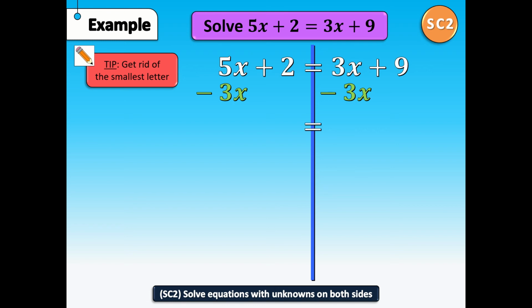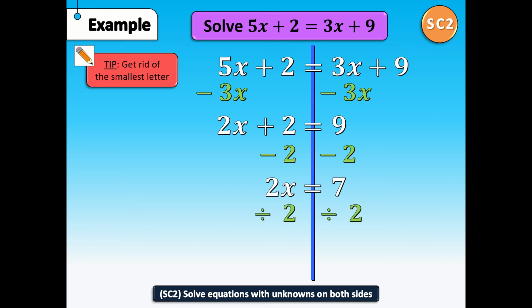So 5x minus 3x is 2x, plus 2. 3x minus 3x is nothing, so all that's left on this side is positive 9. Then I can solve it just like a normal equation. So I take away 2 from both sides, which means I've got 2x equals 7. Then I divide both sides by 2, so x equals 7 over 2.